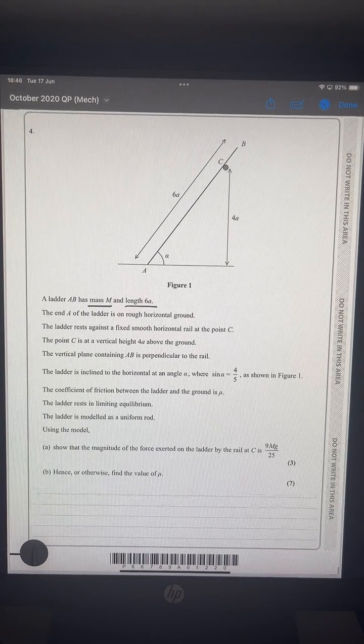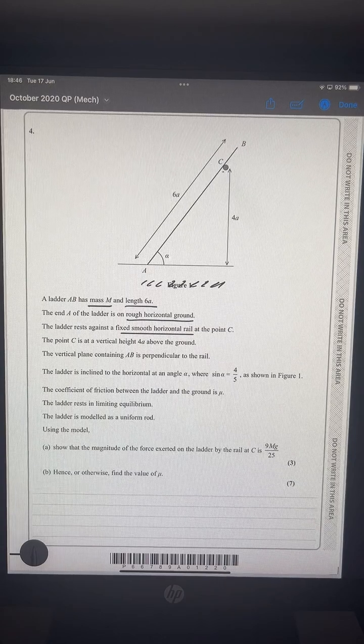I don't know if it's uniform or not, so I don't know where to label it yet. I'm going to keep reading. The end A of the ladder is on rough horizontal ground. So I like to just do this so I know that it's rough. The ladder rests against a fixed smooth horizontal rail at point C.